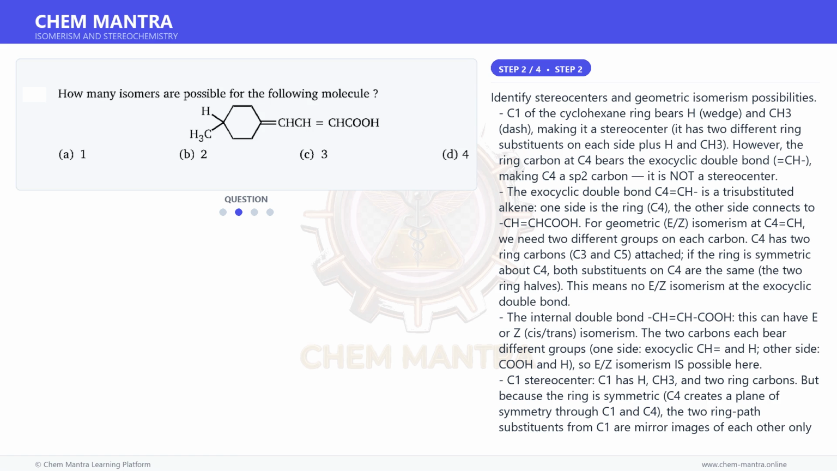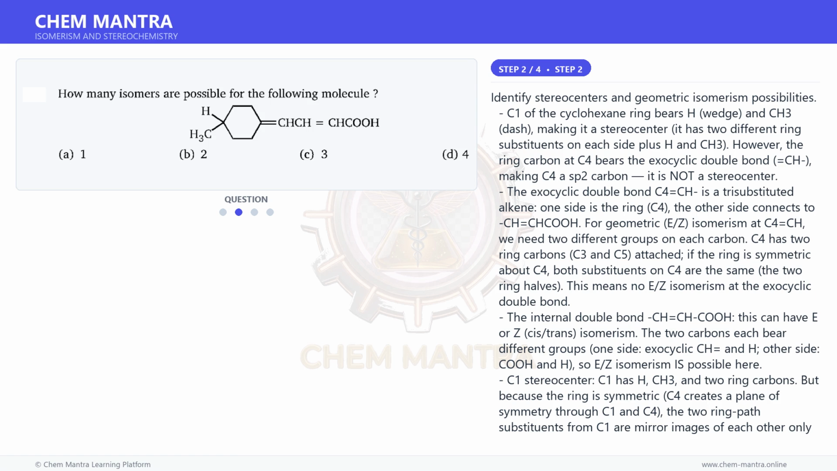The internal double bond CH=CH can have E or Z, cis-trans isomerism. The two carbons each bear different groups. One side, the exocyclic CH= and H, other side, the chain and H, so E/Z isomerism is possible here.